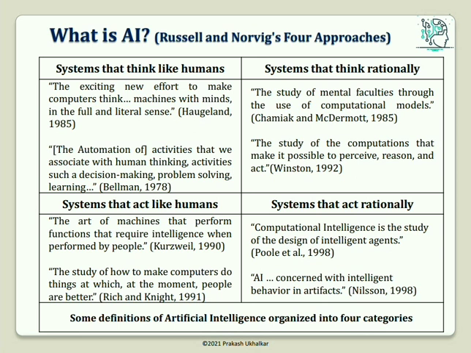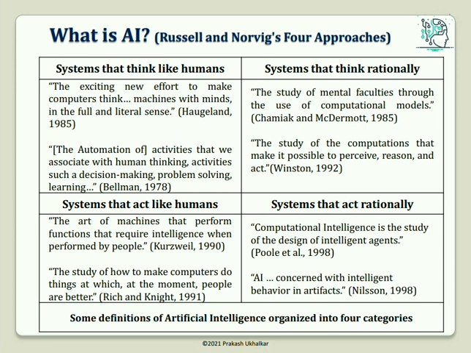Fourth approach, systems that act rationally. In the fourth approach, Poole and his team in 1998 defined AI as: computational intelligence is the study of the design of intelligent agents. And Nilsson in 1998 defined AI as being concerned with intelligent behavior in artifacts.